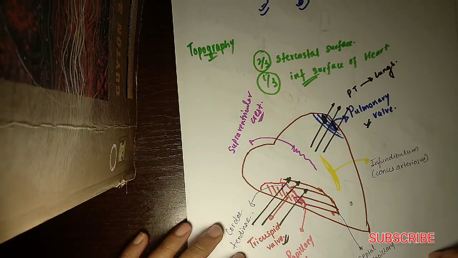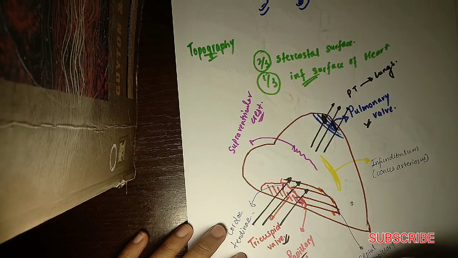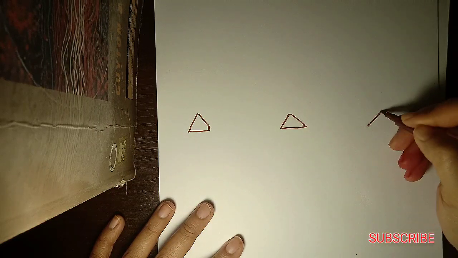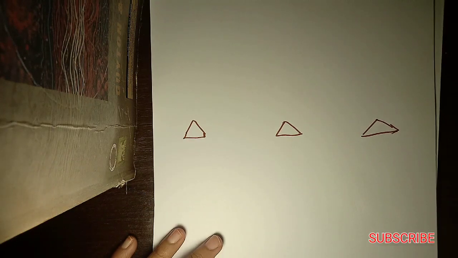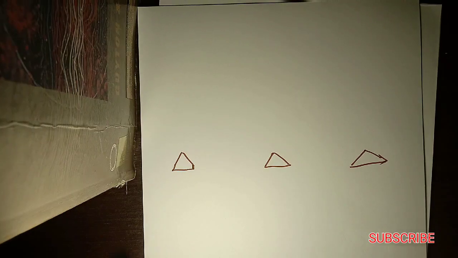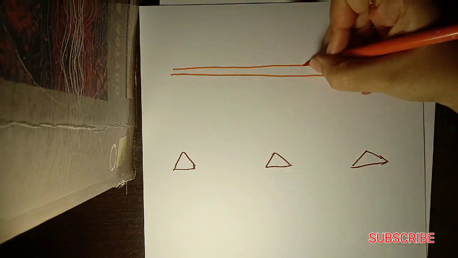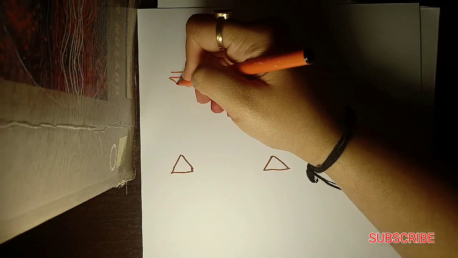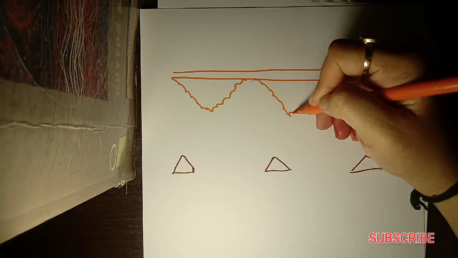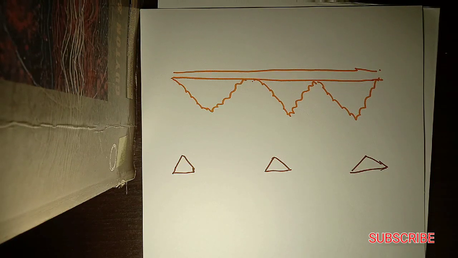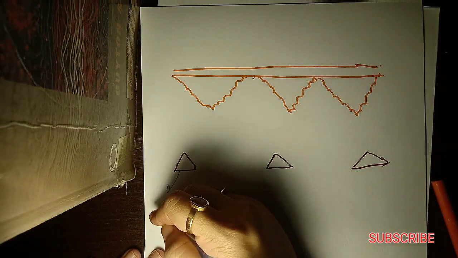Now let's start with the muscles, the papillary muscles. First I will show you that the papillary muscles are divided into three. As it is tricuspid, it must have three cusps, and if it is bicuspid, there must be two cusps. Here we have a fibrous ring, and this fibrous ring consists of cusps. As we are talking about the tricuspid, I will draw the three cusps. These are the papillary muscles.